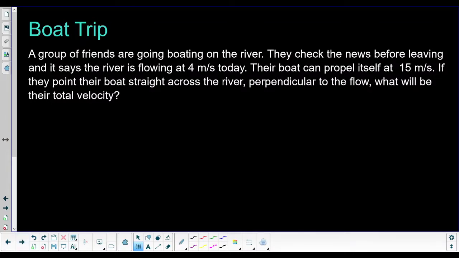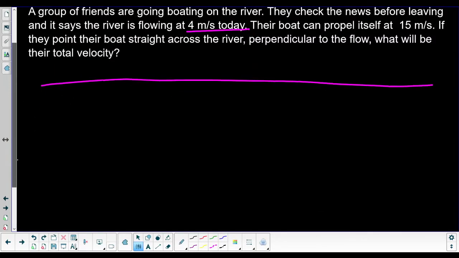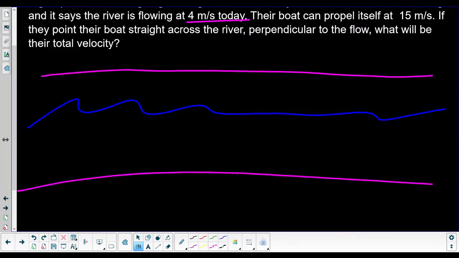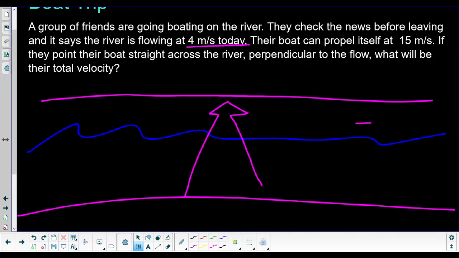It says, a group of friends are going boating on a river. They check the news before leaving, and the news tells them that today the river is going 4 meters per second, right? So here's some shore, and then we've got a beautiful river down here, and then here's the other shore. We're going to boat across this thing. We're going that way today. So the river is going to be flowing this direction at 4 meters per second.